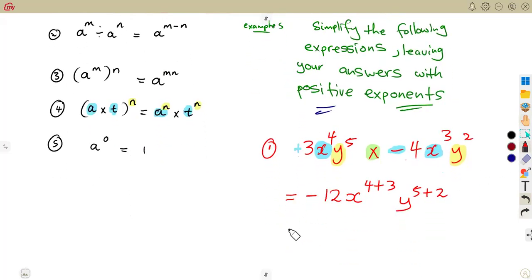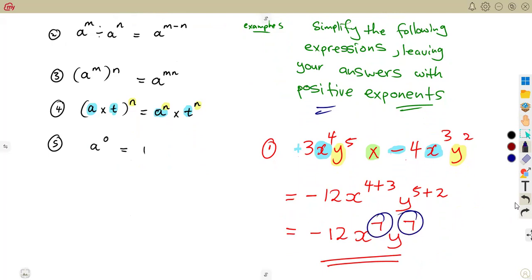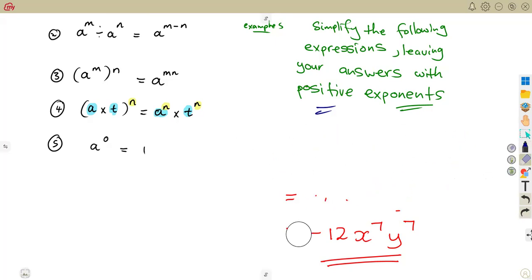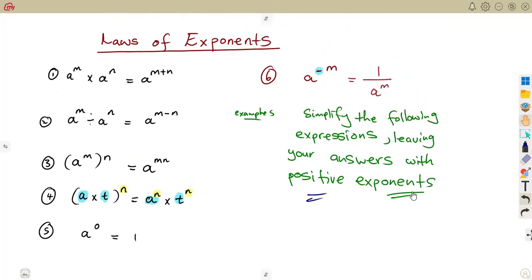So let us simplify and see what you're going to have. This is going to be minus 12 x to the exponent of 4 plus 3, that is 7. All right, this is y to the exponent of 5 plus 2, which is 7. So this is what you're going to have. And the answer that we have has positive exponents. If there is a negative, you must remove that negative. All right? So this is direct, guys. You just have to apply this law like that. You're done. This is your simplification, your grade 8, like I was saying before.